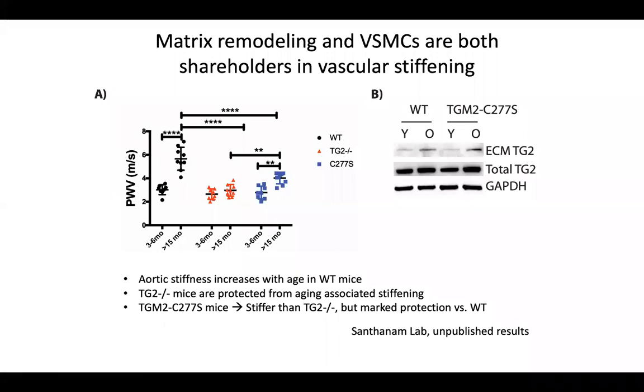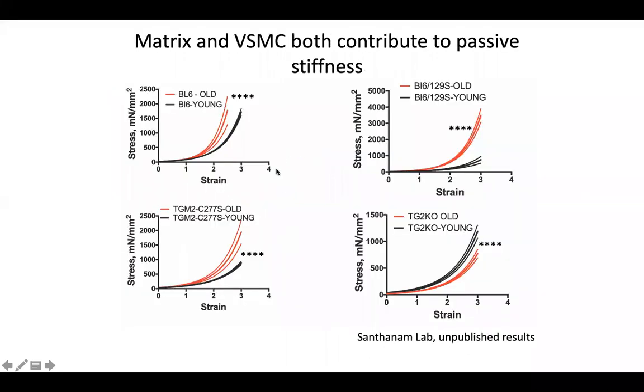So the protection that's produced by completely knocking out all functions of TG2 versus a single function of TG2 can now be looked at in the context of passive stiffness by tensile testing. So when we compare the young and the old vessels from the black 6 wild type mouse, we see a significant amount of stiffening. The same thing is actually noted in the C277S mice, but this looks more like a cellular contribution than passive stiffness.